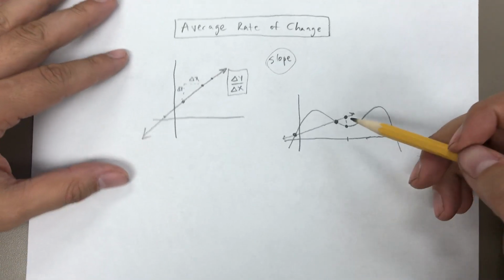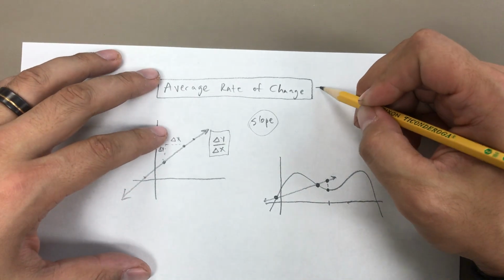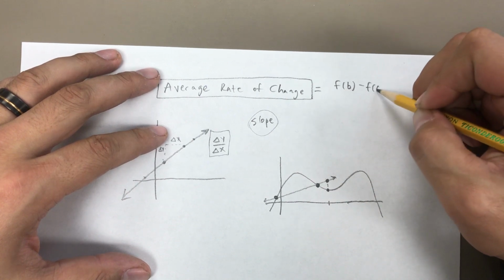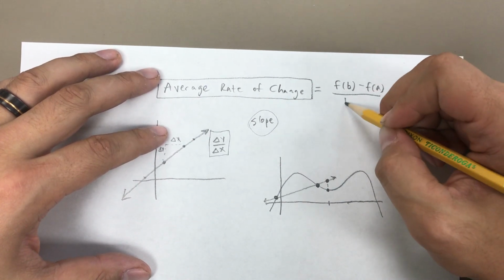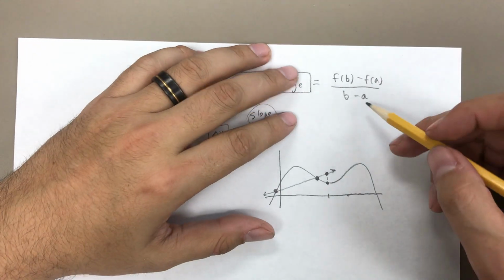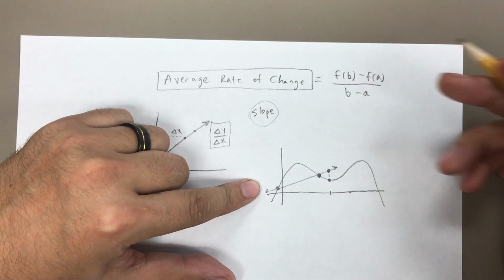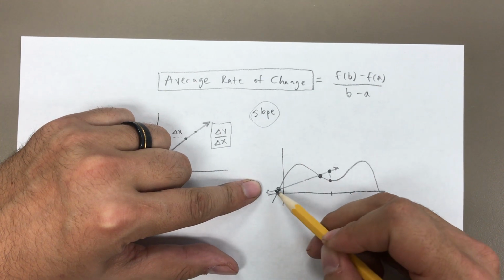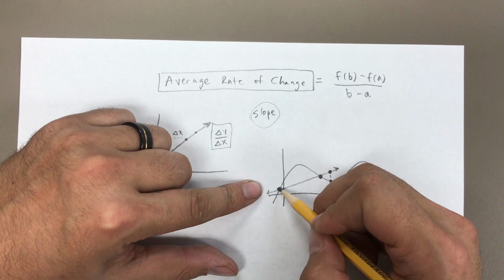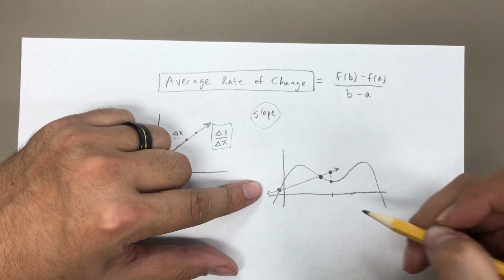Okay, so the formula for average rate of change looks way more challenging than it actually is. It looks something like this: f of b minus f of a over b minus a. So what does all this stuff mean? This basically means that we are finding the average rate of change, or the slope, of some curve from one x value to another. In other words, spanning some interval of x values.